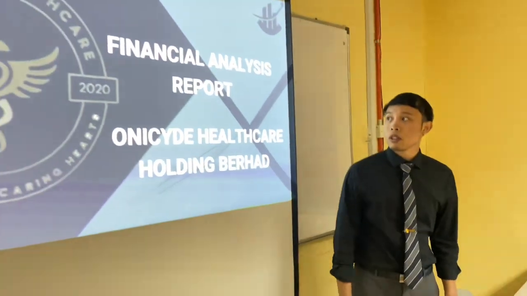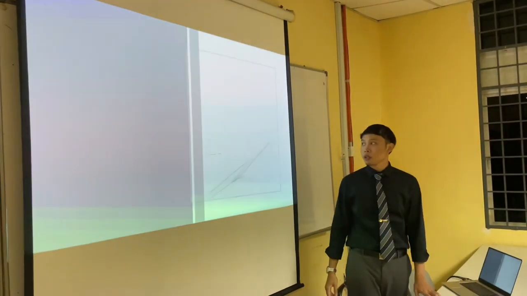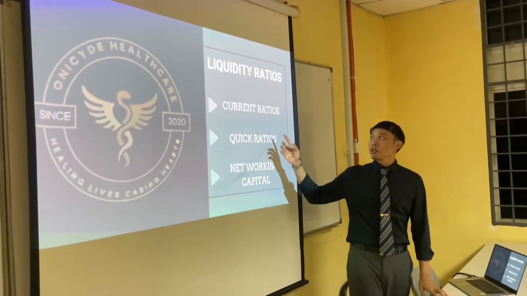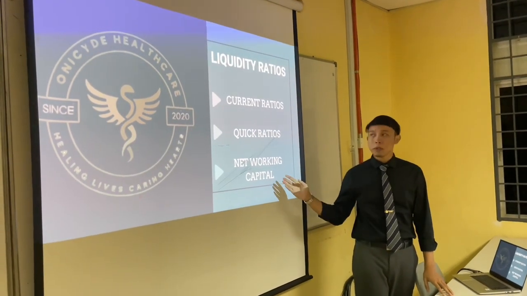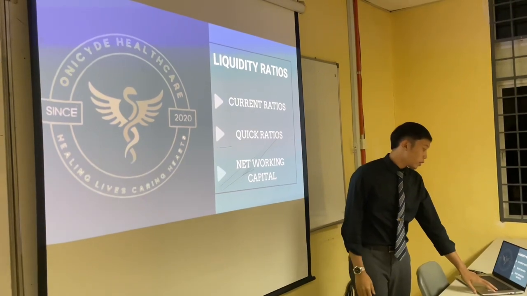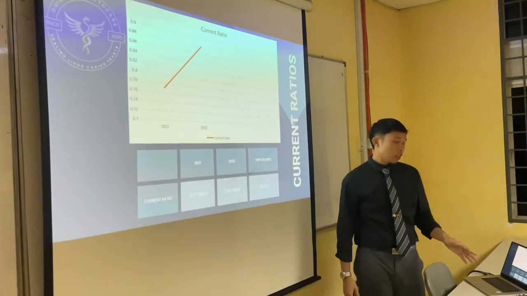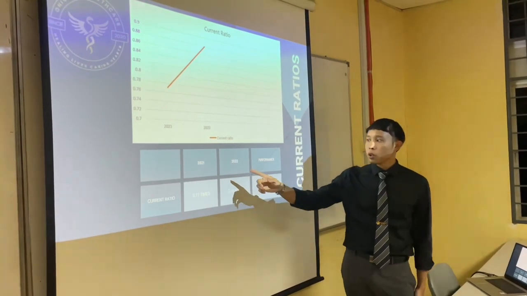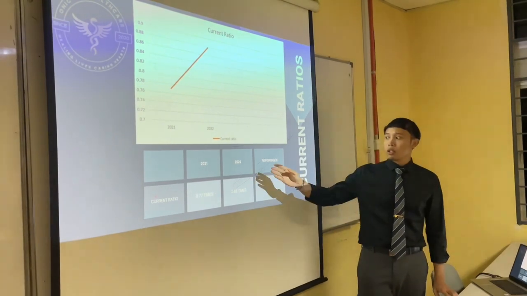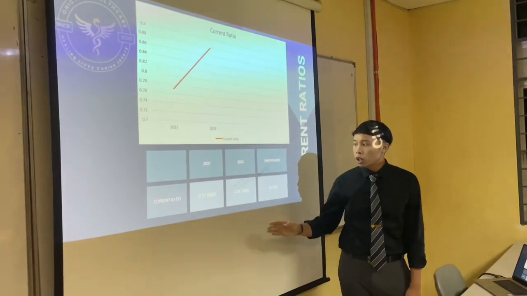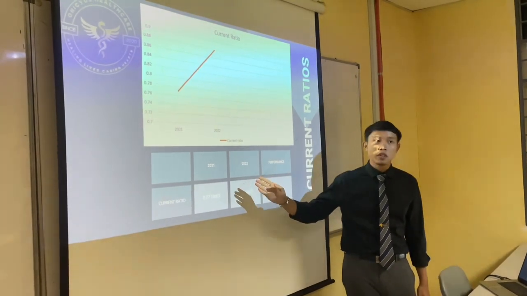Okay, now I will present to you our ratios. Our first ratios are liquidity ratios. Liquidity ratios have three types, which are current ratios, quick ratios, and working capital. Let's take a look at the current ratios. In our previous year, 2021, we have 0.77 times. But in 2022, we have 0.88 times, which is a better performance than the previous year.